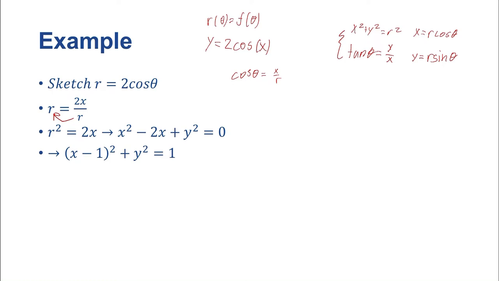Now this is something very interesting to think about. What we get from this is a circle of radius 1 that is centered at (1, 0). So our radius is 1, and we are centered at this point, (1, 0). So we get something that looks something like this. And that is what our graph looks like.